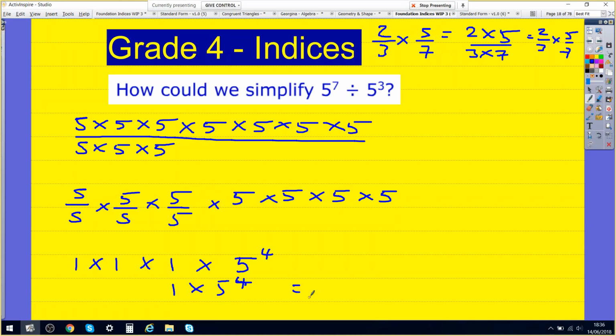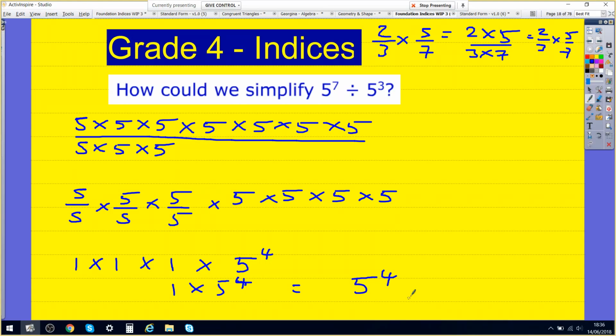20. That's 5 times 4. Just 5 to the power 4. What is any number times by 1? It's itself. And so it's just 5 to the 4.